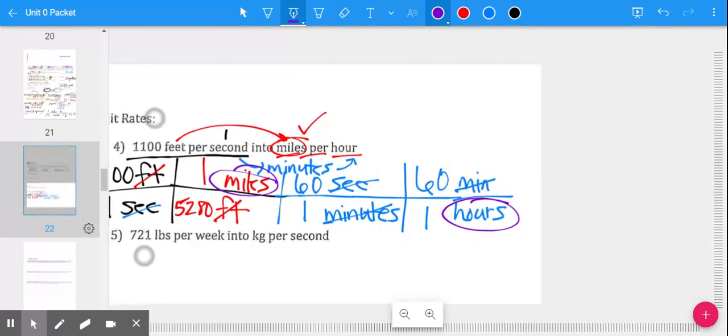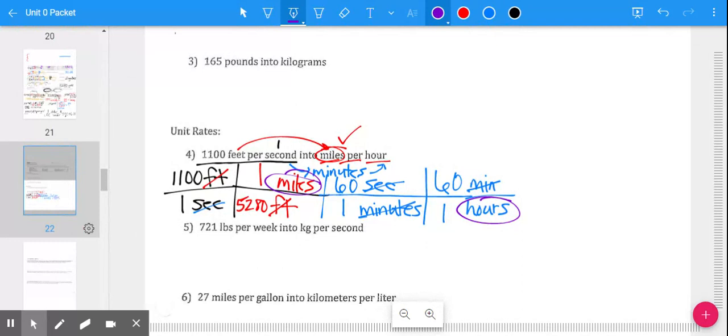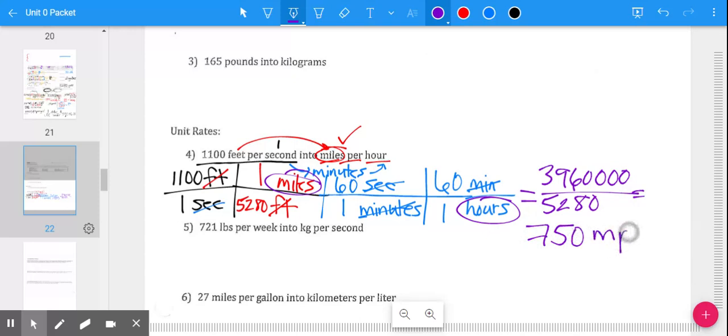So now you just multiply straight across the top to get your numerator value, divide by all the numbers at the bottom, and we end up with 396,000 over 5280, which gives us 750 miles per hour. So watch your units. Make sure that you're ending up with the right things before you do your calculations.